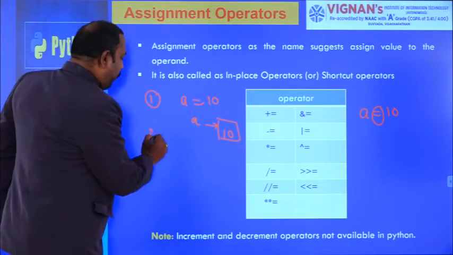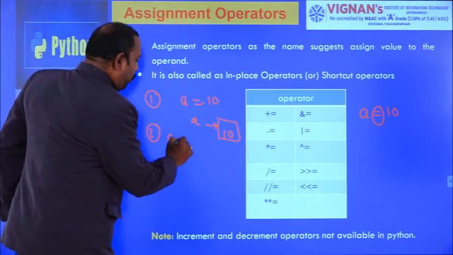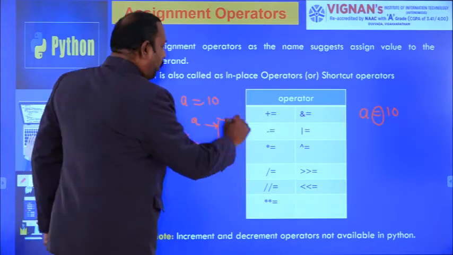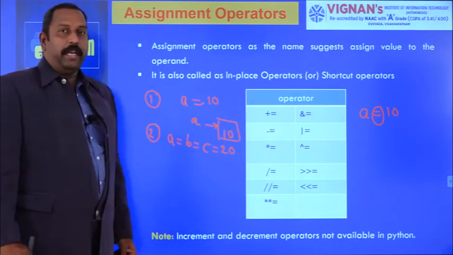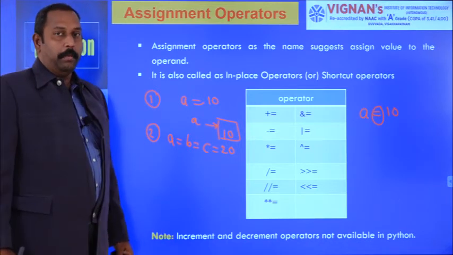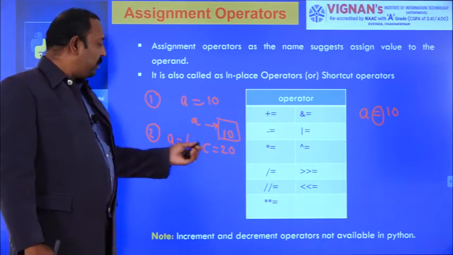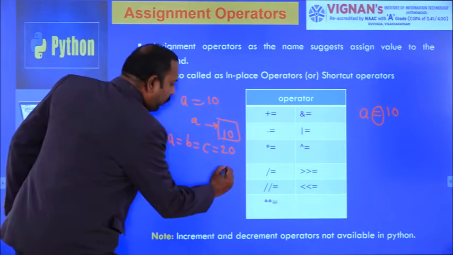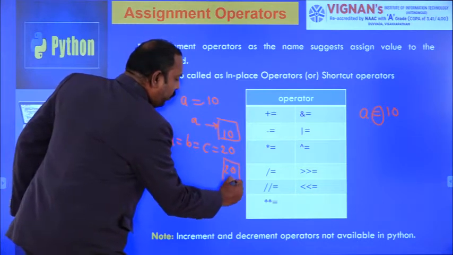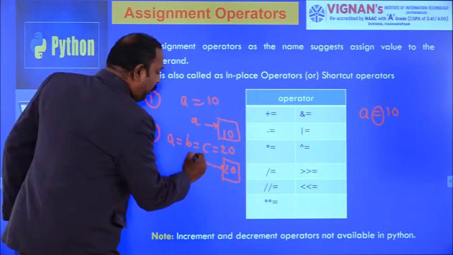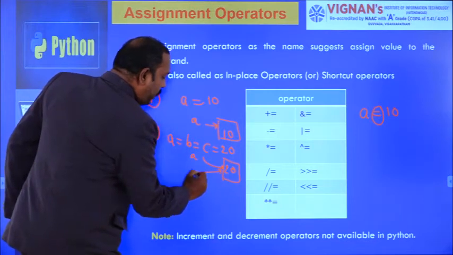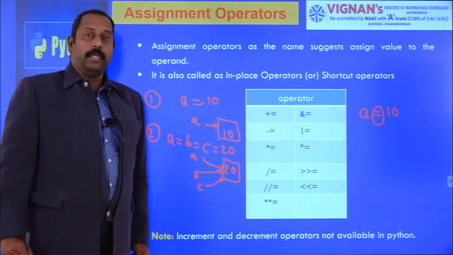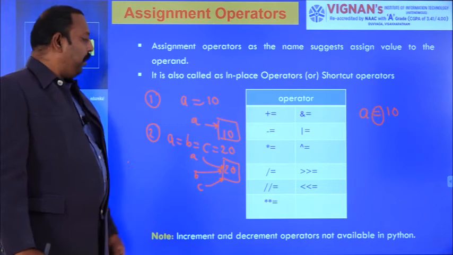The second method is a equal to b equal to c equal to 20. That means the object 20 will be assigned to multiple variables. That means a gets value 20, b gets value 20, c gets value 20. In Python, 20 will be created in memory, and a is pointing to 20, b is also pointing to 20, and c is also pointing to 20. This is the second method.